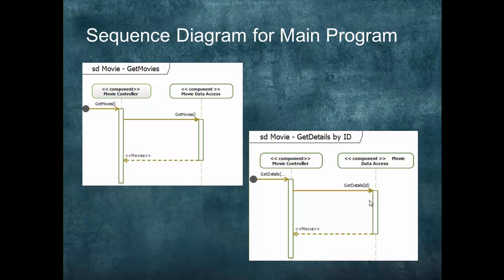Layering here, the front end is calling the data. The same 2 calls that we saw before with get all movies and get movie by ID.